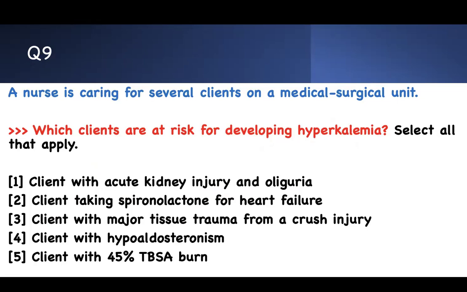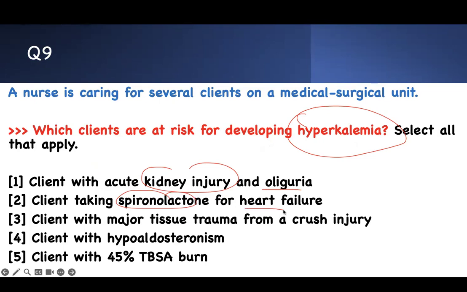And this is a nurse caring for several clients on a medical surgical unit. Which client is at risk for developing what? Hyperkalemia. There's a mnemonic I'm going to give you that you should never forget. What are the conditions that cause hyperkalemia? Is it kidney injury? Is it spironolactone for heart failure? Is it major tissue injury? Is it hyperabsorption or a burn? These are conditions that you have to be familiar with. They're going to ask you. These are another way electrolyte questions may be asked.